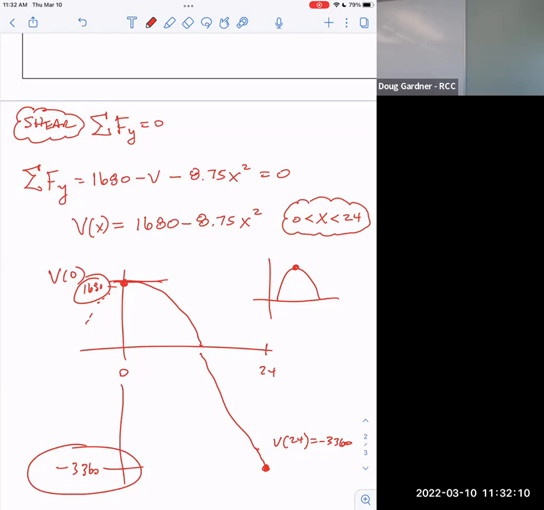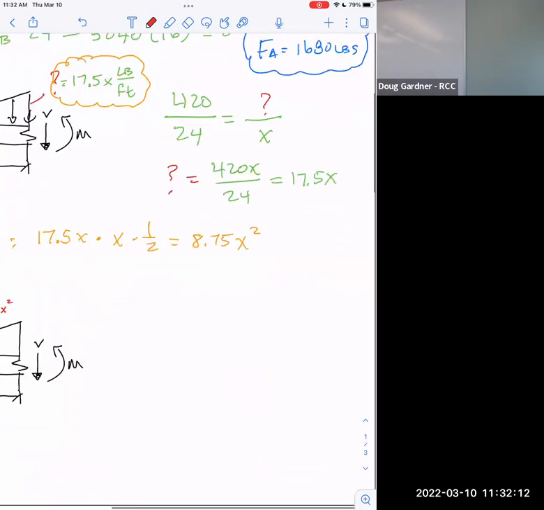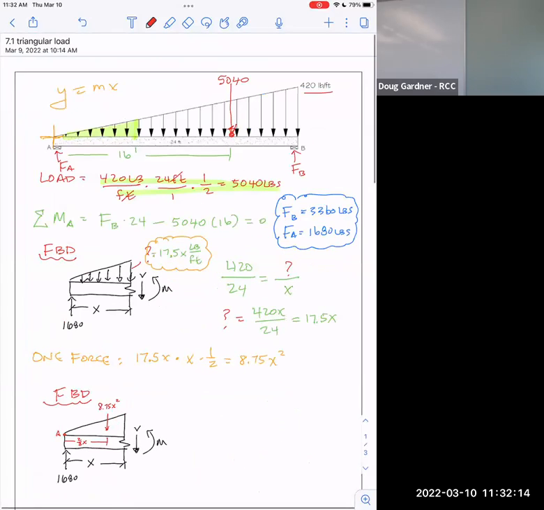Like, I suspected the shear was going to be over there on the heavier side, but why is it? I don't understand why the graph is showing this. I would have said 1680 even with that intuition. I'd have been like, I don't know why it's not giving me that answer. Why is it negative? Yeah, it's a good question.